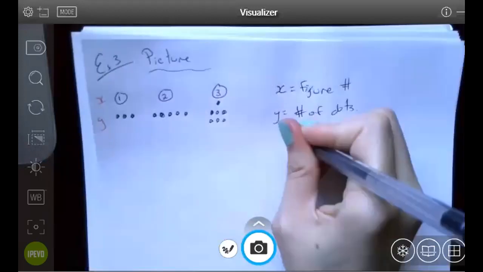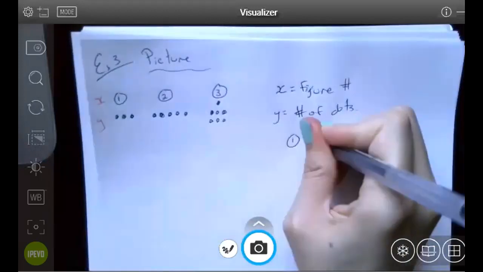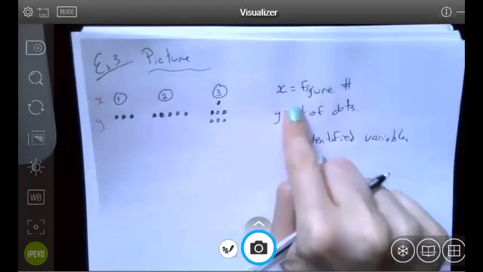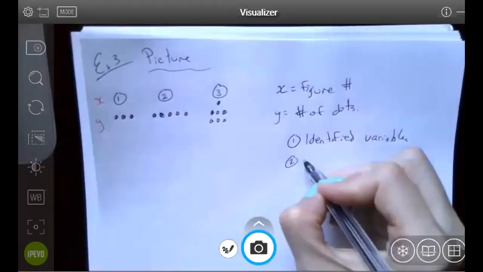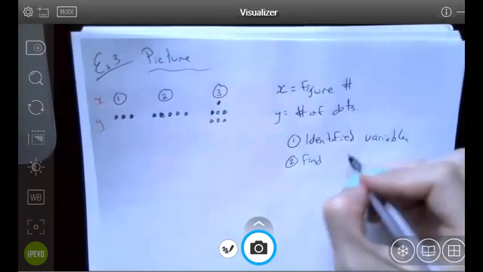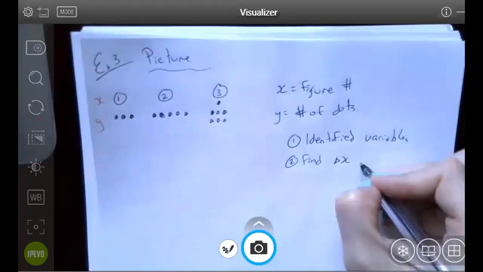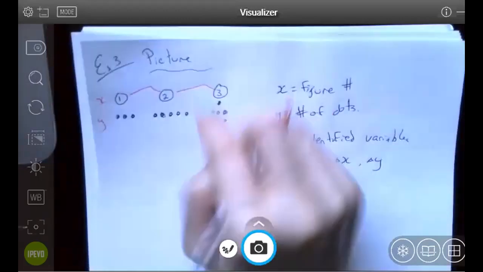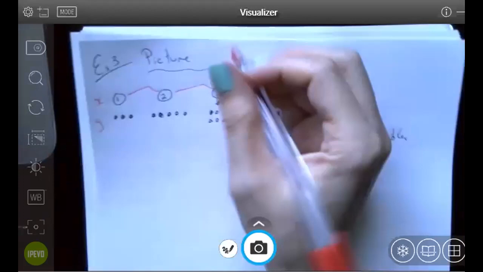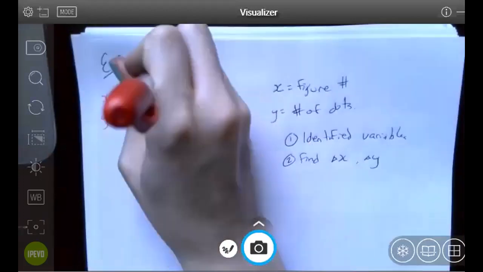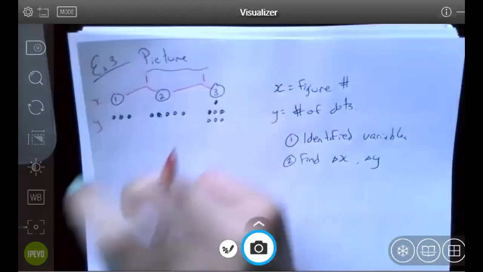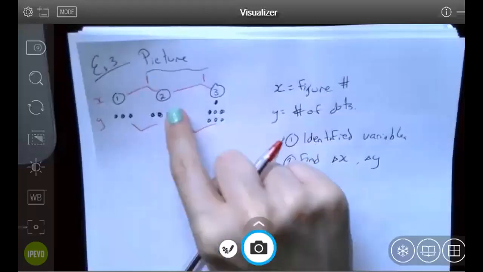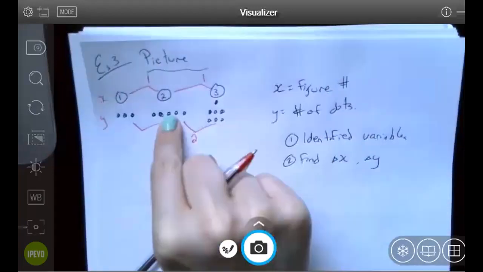So step one, we have identified our variables. That's what we did right here. Step two, find our change in X and our change in Y. So for our x's, 3 minus 2 is 1, 2 minus 3 is 1, therefore our change in x is 1. And for our y's, we have 7 minus 5 is 2, and 5 minus 3 is 2.